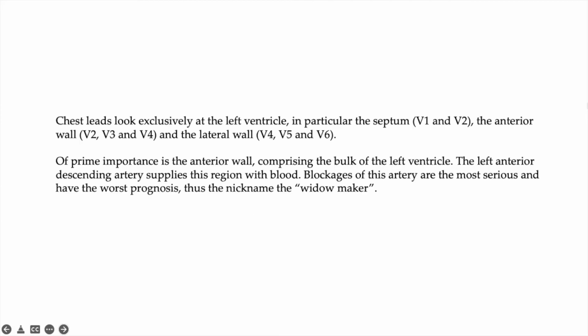Chest leads look exclusively at the left ventricle, in particular the septum, V1 and V2, the anterior wall, V2, V3, and V4, and the lateral wall, V4, V5, and V6. Of prime importance is the anterior wall, comprising the bulk of the left ventricle. The left anterior descending artery supplies this region with blood. Blockages of this artery are the most serious and have the worst prognosis, thus the nickname the Widowmaker.